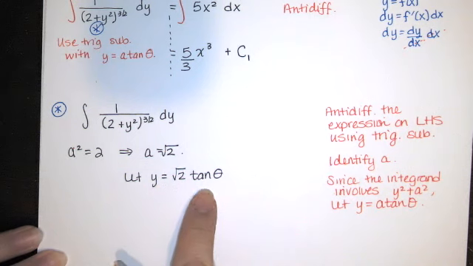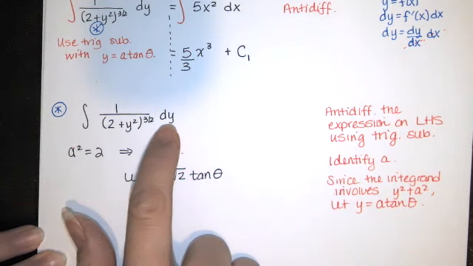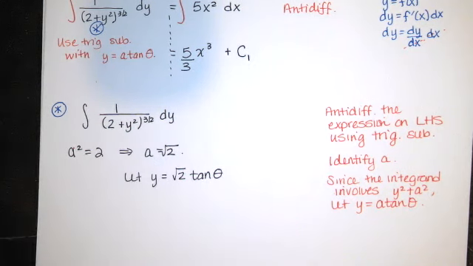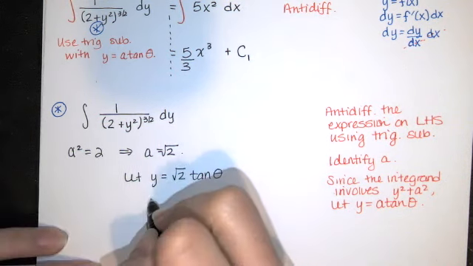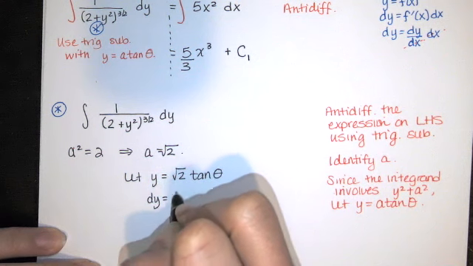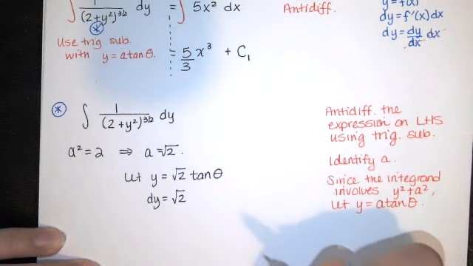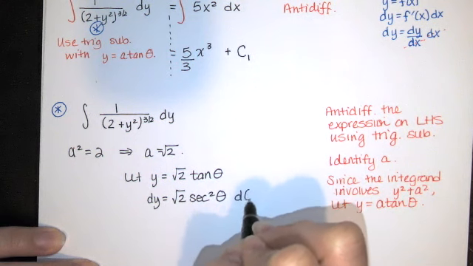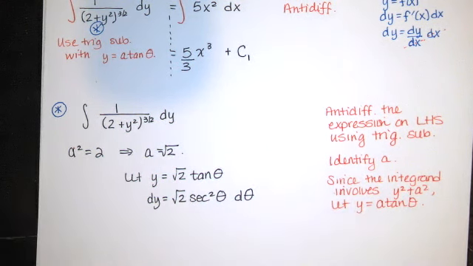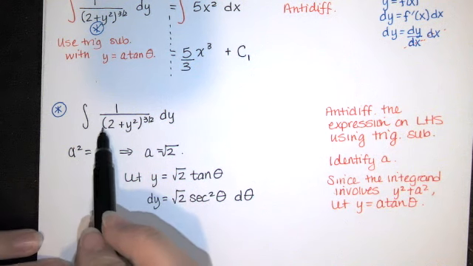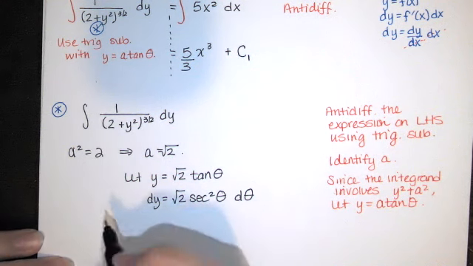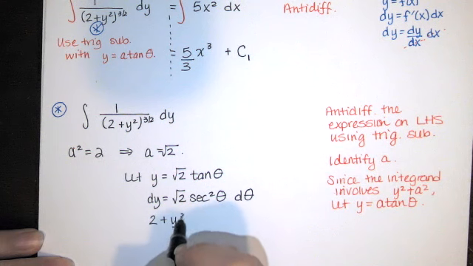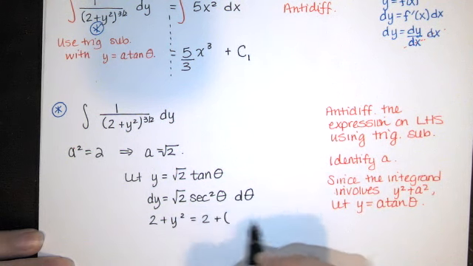So we have what y is in terms of theta. Now we need to know what dy is in terms of theta. And it's not just d theta. It's the square root of 2 times the derivative of tangent of theta, which is secant squared theta. Don't forget to multiply by d theta. And we also want to simplify this 2 plus y squared. We want that in terms of theta as well.